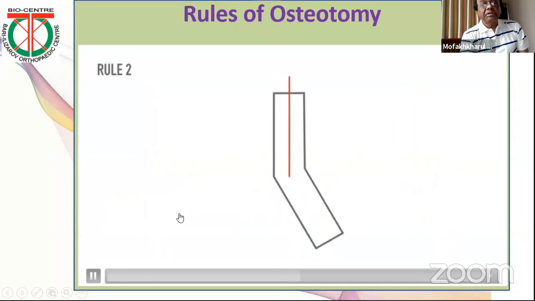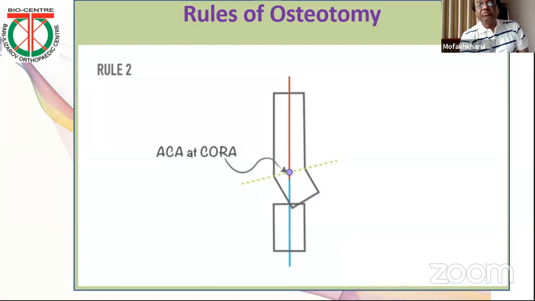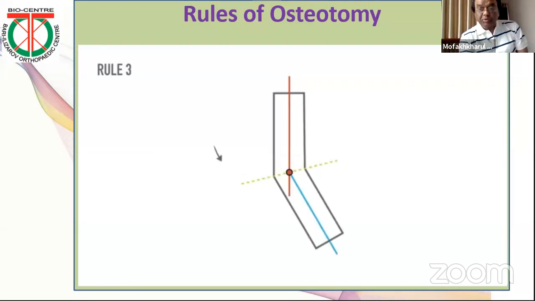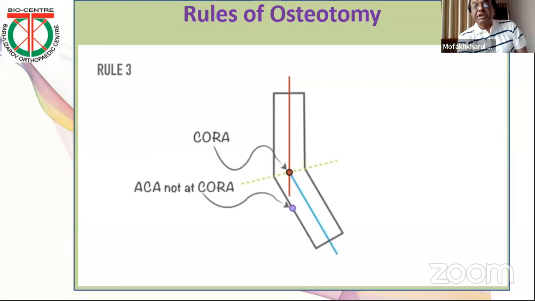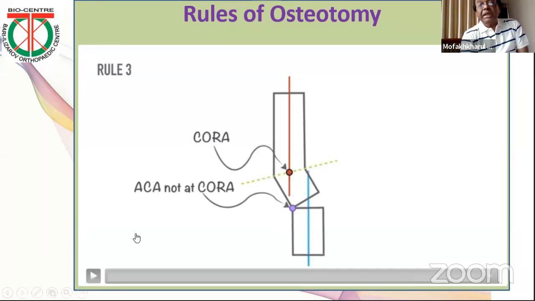So now let us see the osteotomy rule number two. If your ACA, angulation correction axis angle, then if you do your osteotomy below the quota, then you are getting a correction with angulation and translation. And this is the osteotomy rule number three. You can do like this. You see, this is the quota, and if you do the osteotomy here, you are getting a parallel bone. Axis is not in the same collinear.